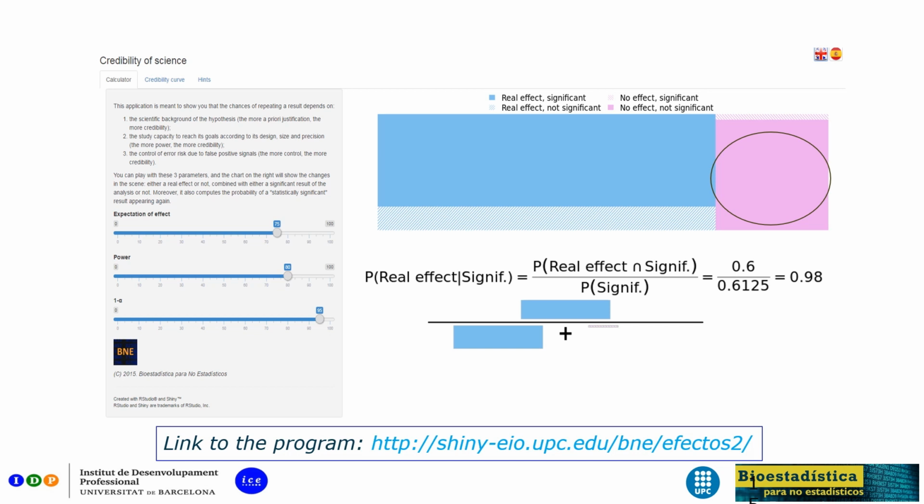Thus, when we gather all the significant effects in the lower quotient, we see that 98% comes from real effects. This is good, very good. The hypothesis test with support and power works.